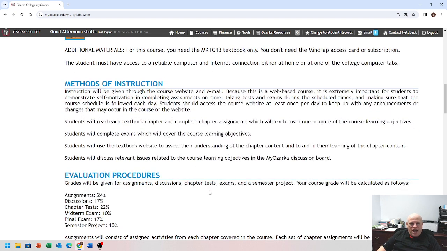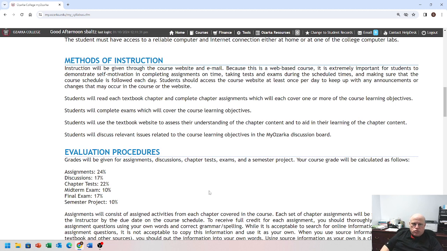All right. The next item on the syllabus is the methods of instruction. I'm not going to read that to you. You can read through that. That's pretty well self-explanatory. It's the same methods of instruction that you see in most classes. So I'm not going to spend any time going over that. But if you have questions about it after you look at it, just let me know.